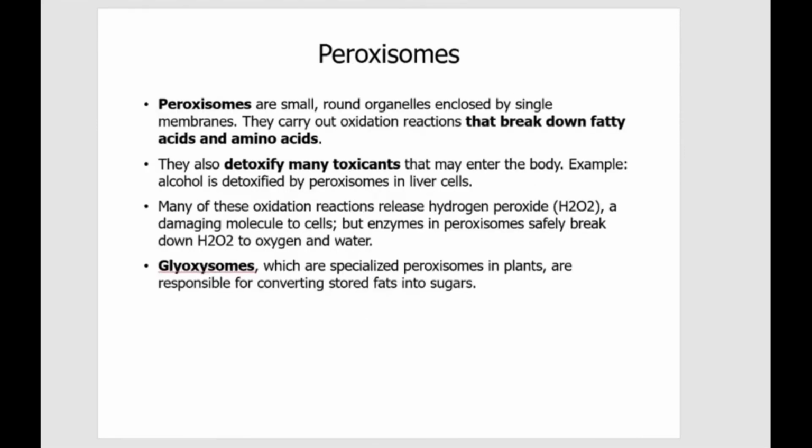Next structure, peroxisomes. Peroxisomes are small round organelles, and they are enclosed by a membrane, but it's only a single layer. They carry out oxidation reactions. Usually in oxidation reactions, you're using oxygen, most times, to break down some large biomolecules, and in this case, they break down fatty acids and amino acids. That's their function.